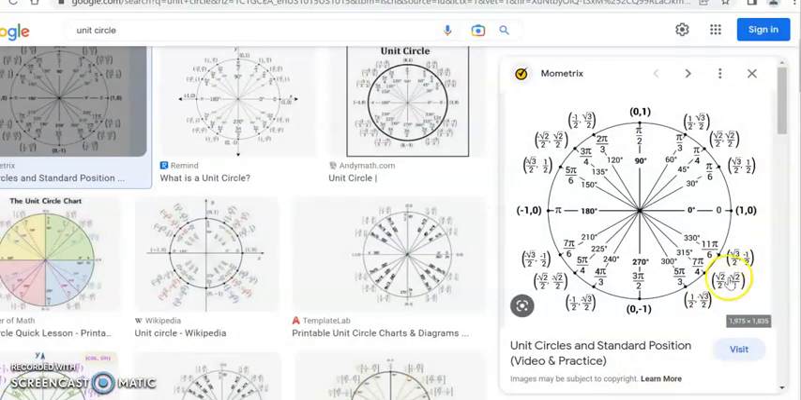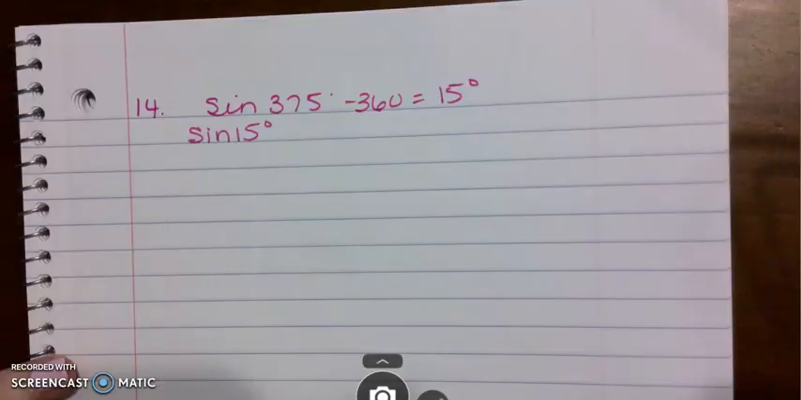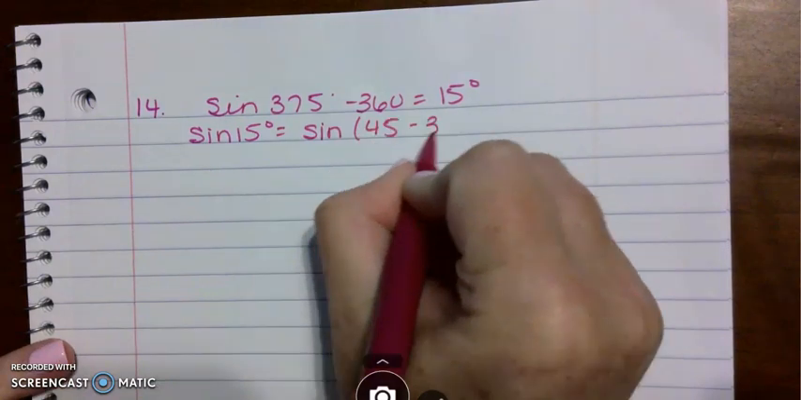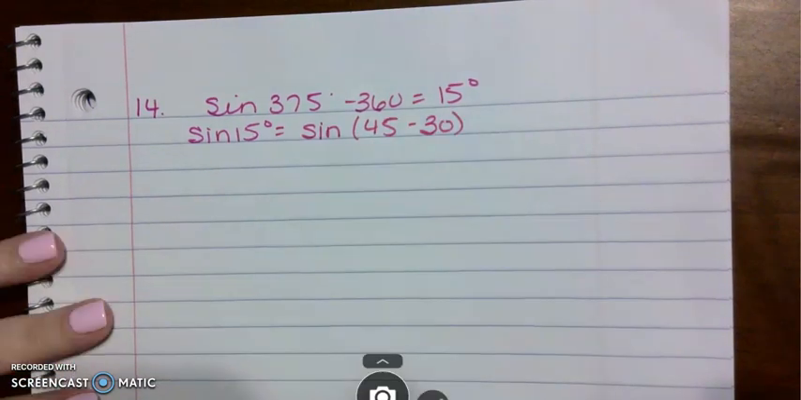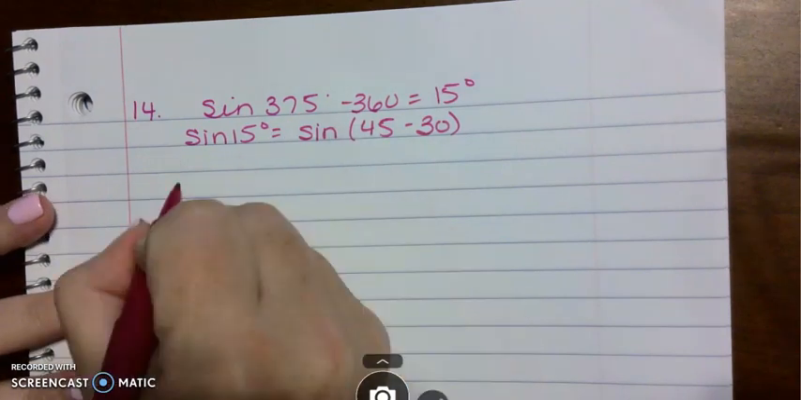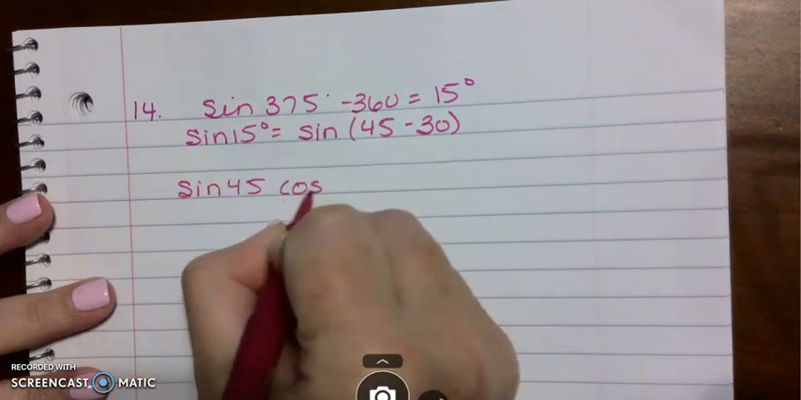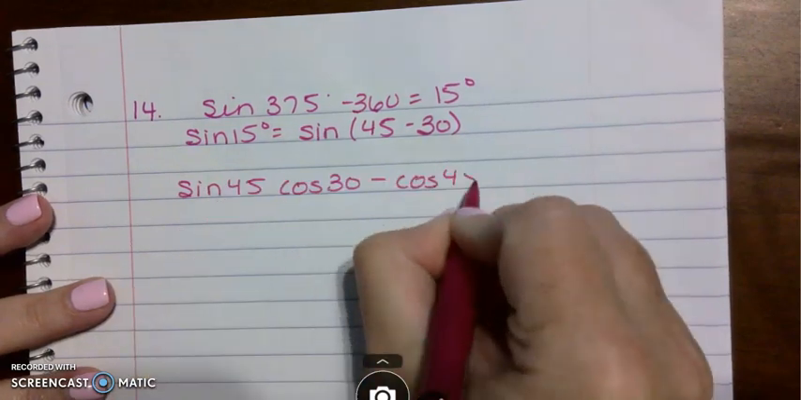Now we're going to look. We have tons: 45 minus 30, 60 minus 45, 135 minus 120. We have a lot. I'm just going to choose 45 and 30. So sine of 45 minus 30. The formula is a chant: sine, cosine, cosine, sine.